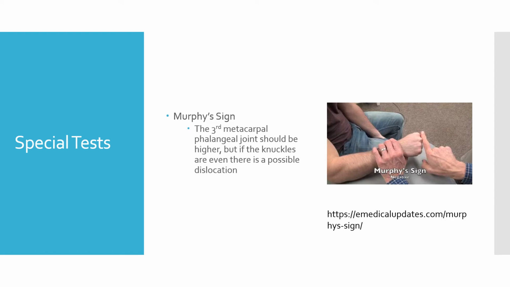Special test is the Murphy sign. The third metacarpophalangeal joint should be higher, and if it's higher, then that is negative. But if the knuckles are even, then there is a possible dislocation, and that is a positive sign.